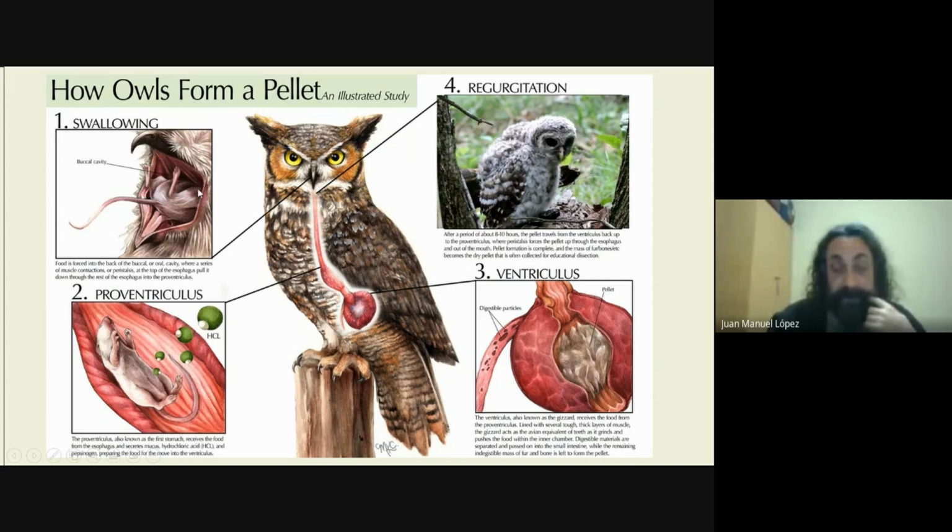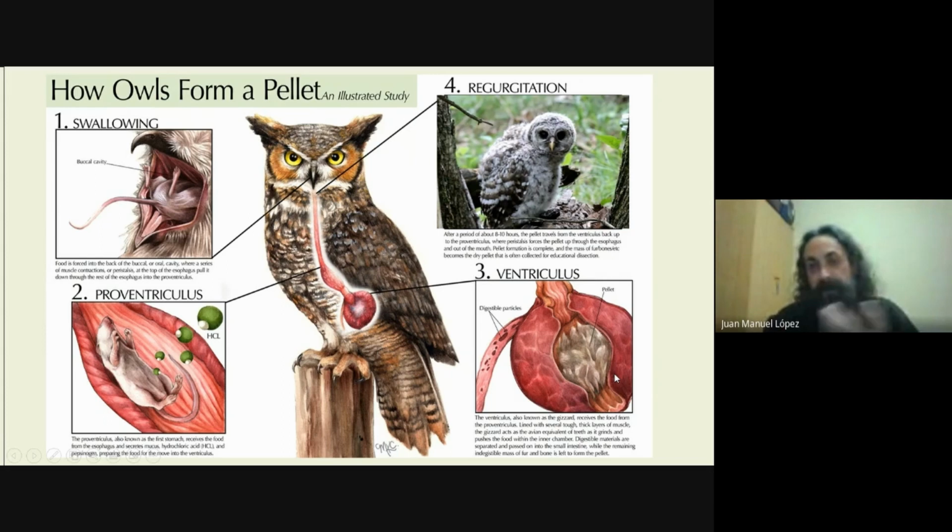You can see here the process with the prey, after the prey is inside the stomach, and after the process of dissolving all the parts that they can dissolve, what is not dissolved is hair and bones, which they afterwards regurgitate. Okay.